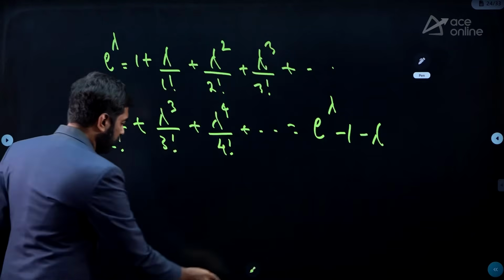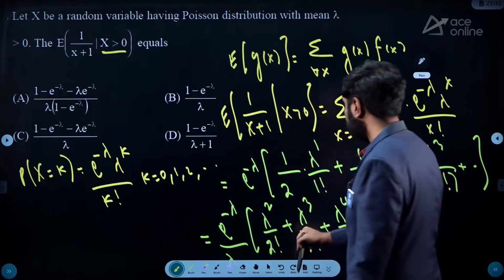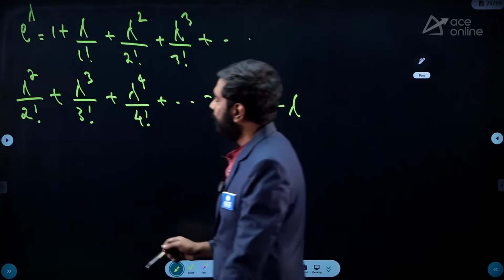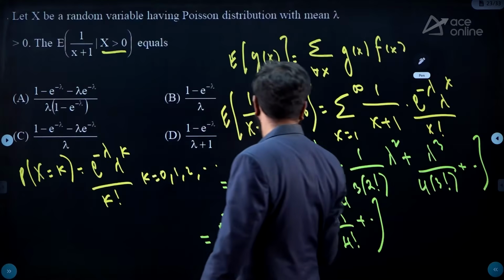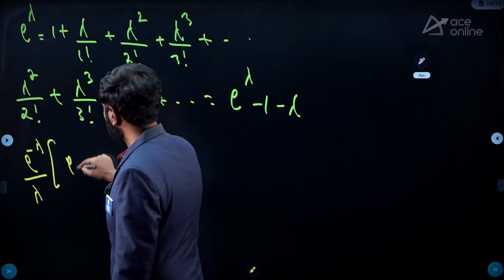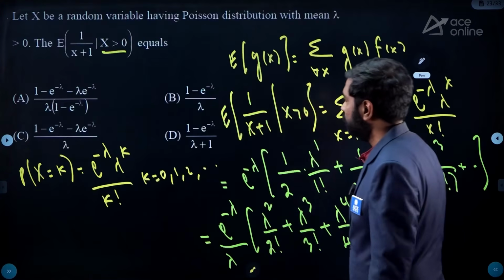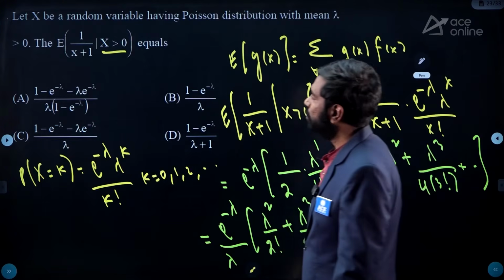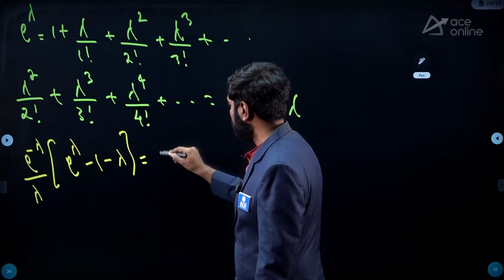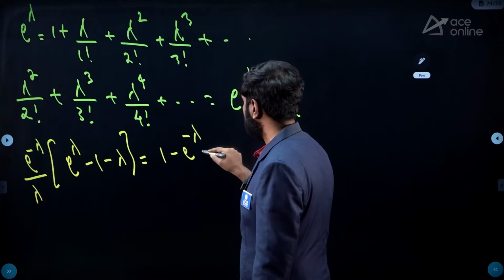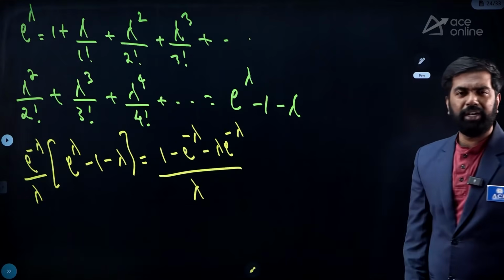You can now substitute this. So let's see what happens to our required answer. When I substitute this, it will be e power minus lambda by lambda out, and then this inside summation is now equal to e power lambda minus 1 minus lambda. So now, is there any answer? Maybe we need to multiply this e power minus lambda inside. When I multiply this, it will be 1 minus e power minus lambda, whole divided by lambda. So this is the required expected value.